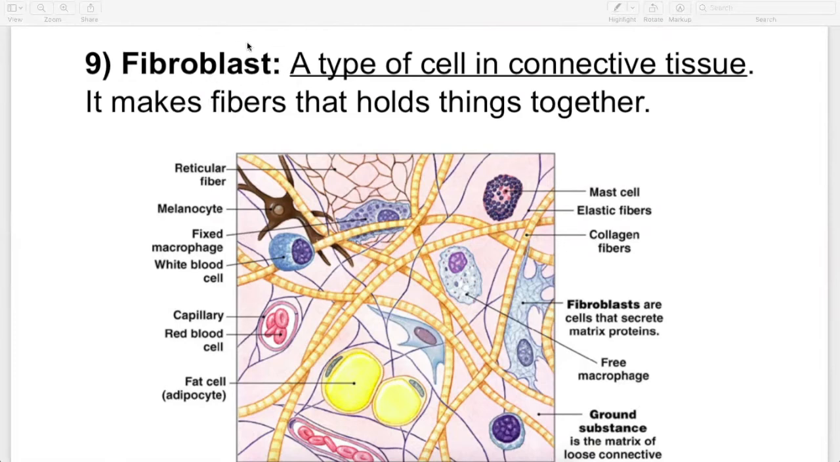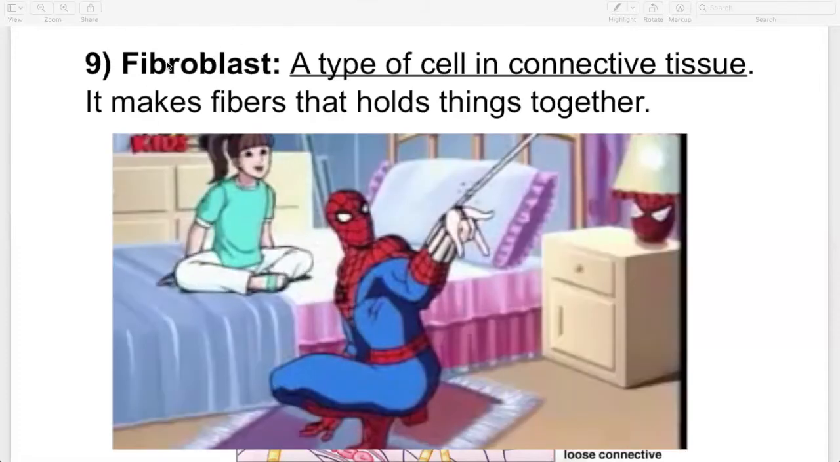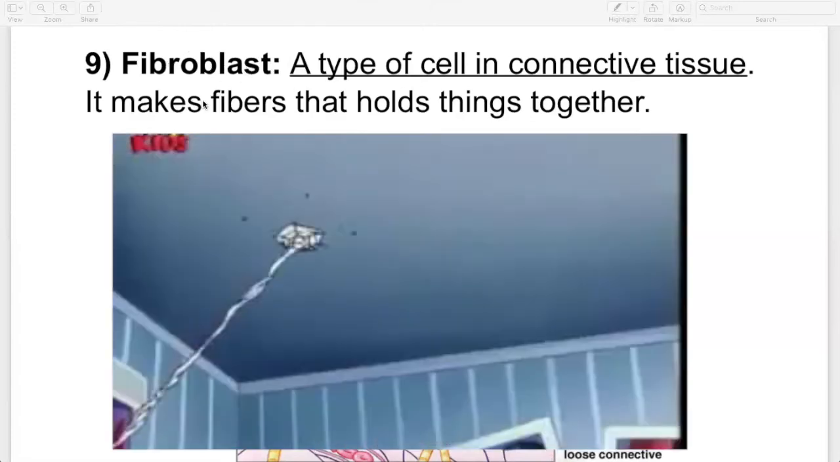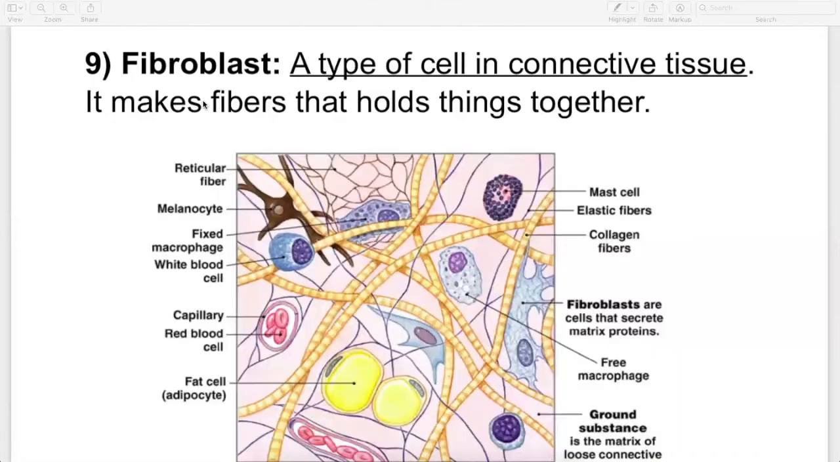Blast is actually a word for cells. It's a certain stage of cellular development, but I don't really think about that. I think that it sounds like it's blasting out fibers. I think I'm picturing Spider-Man shooting his web shooters, right? It's blasting out fibers so that you can have all your tendons and ligaments holding you together.